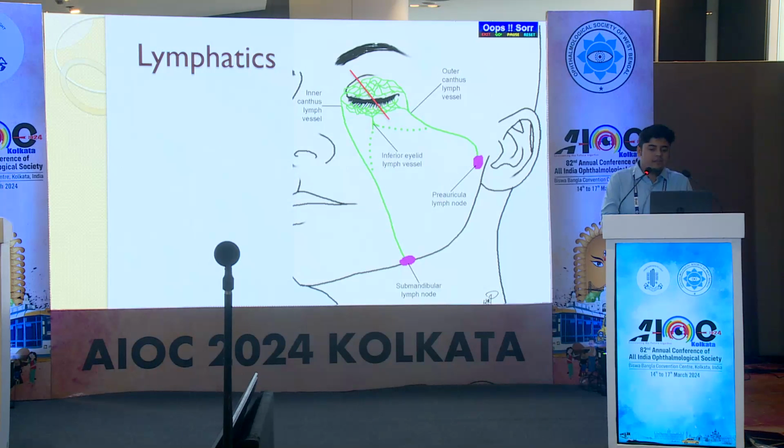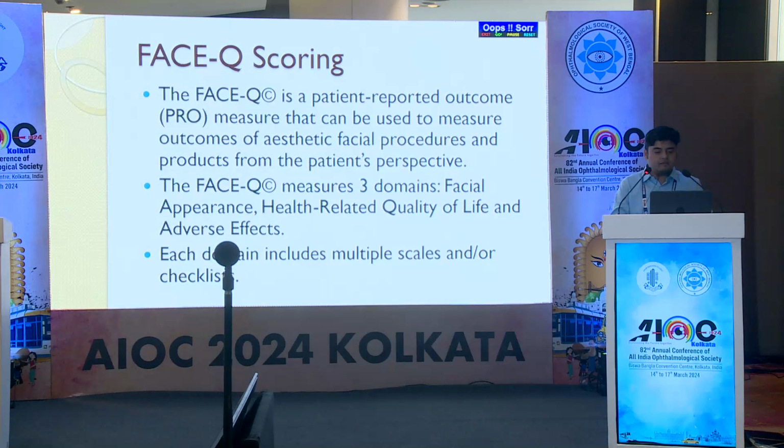For the lymphatics, the lymph vessels from the outer canthus go to the preauricular lymph nodes, and those from the inner canthus go to the submandibular lymph nodes. Now, a little bit about the FaceQ scoring.